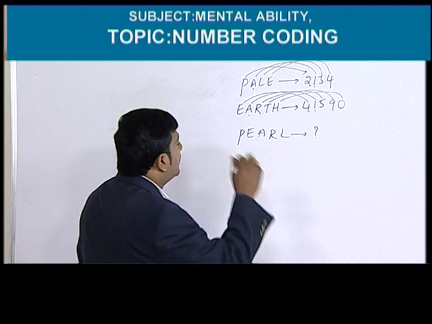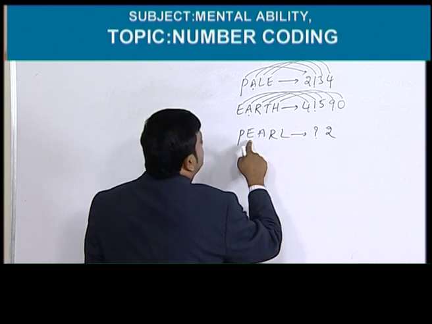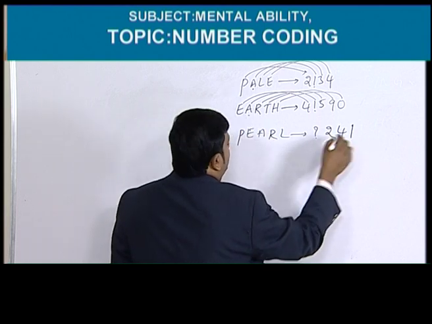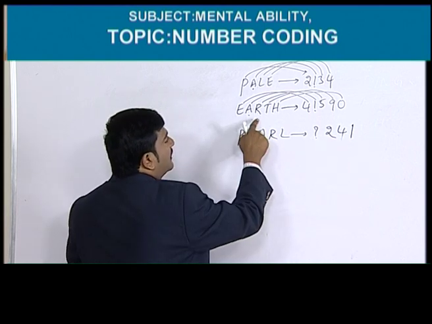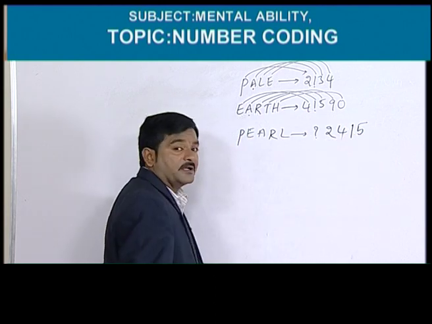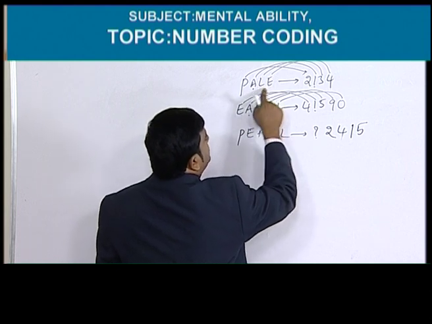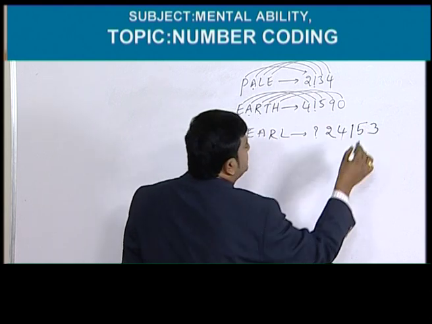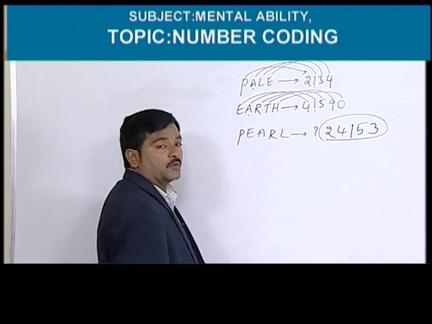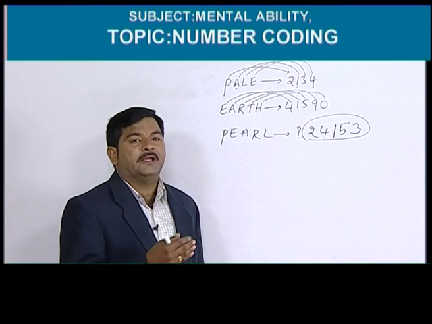PEARL. So observe here, what is the code for P? 2. What is the code for E here? 4. What is the code for A here? 1. What is the code for R? R is the third letter of EARTH, so the code for it is 5. Similarly, we can take L. L is available in the first word. Third letter is L. The code for that L is 3. Hence, the code for the given word PEARL is 24153. This kind of coding is called direct coding.